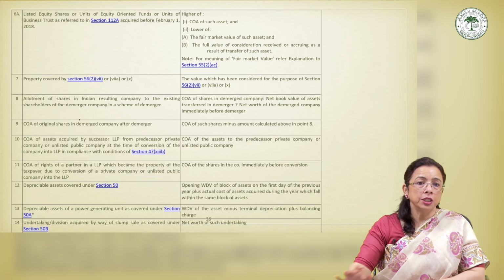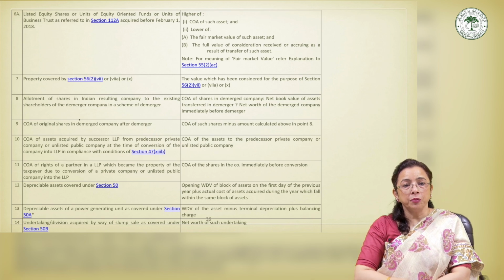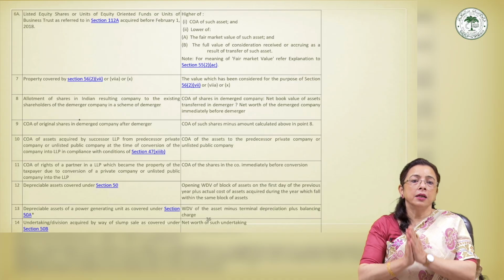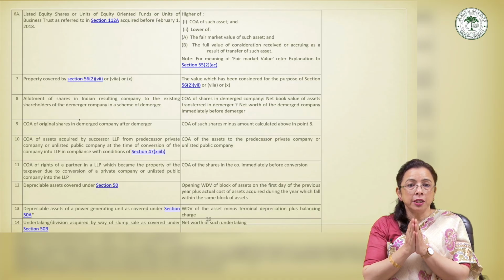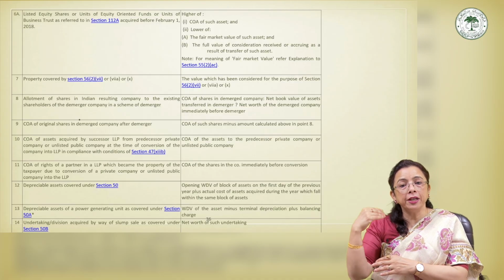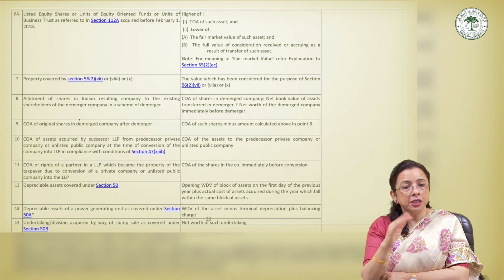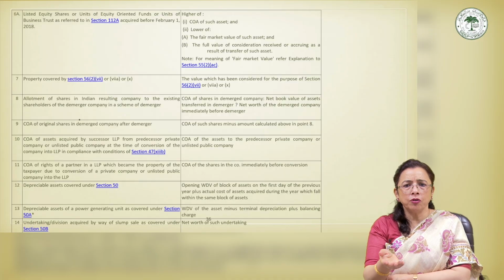Cost of original shares after demerger. What happens here? After allocating part of the original cost to shares received in the resulting company, then what happens to the remaining portion? The remaining portion of the cost continues with the original shares held in the demerged company. This also avoids duplication of cost and ensures proper future taxation.